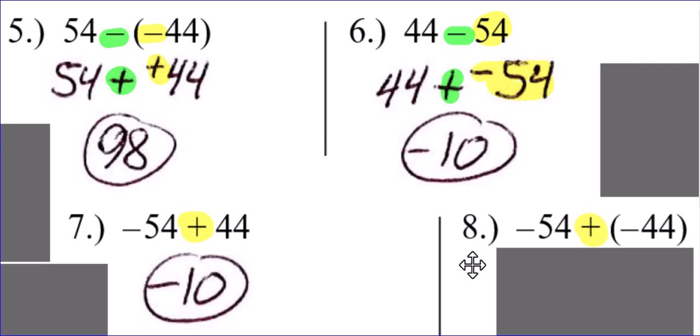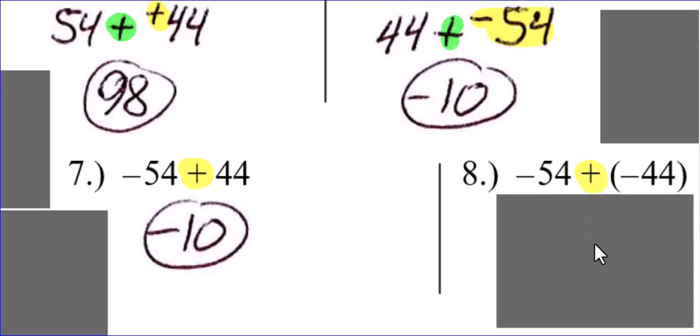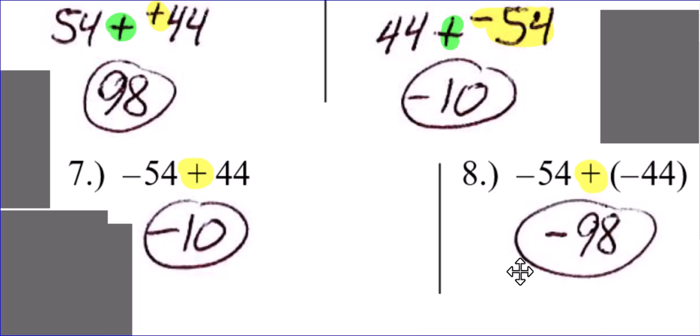And finally, problem number 8. Hopefully you did not rewrite it at all because there was addition in between, not subtraction. What we're going to do is we're going to look at the signs of the numbers. Negative plus negative. This is very different than number 7, which was negative plus positive, where you would subtract. When it's a negative plus a negative, you're going to add in your head. So that's going to give you negative 98.